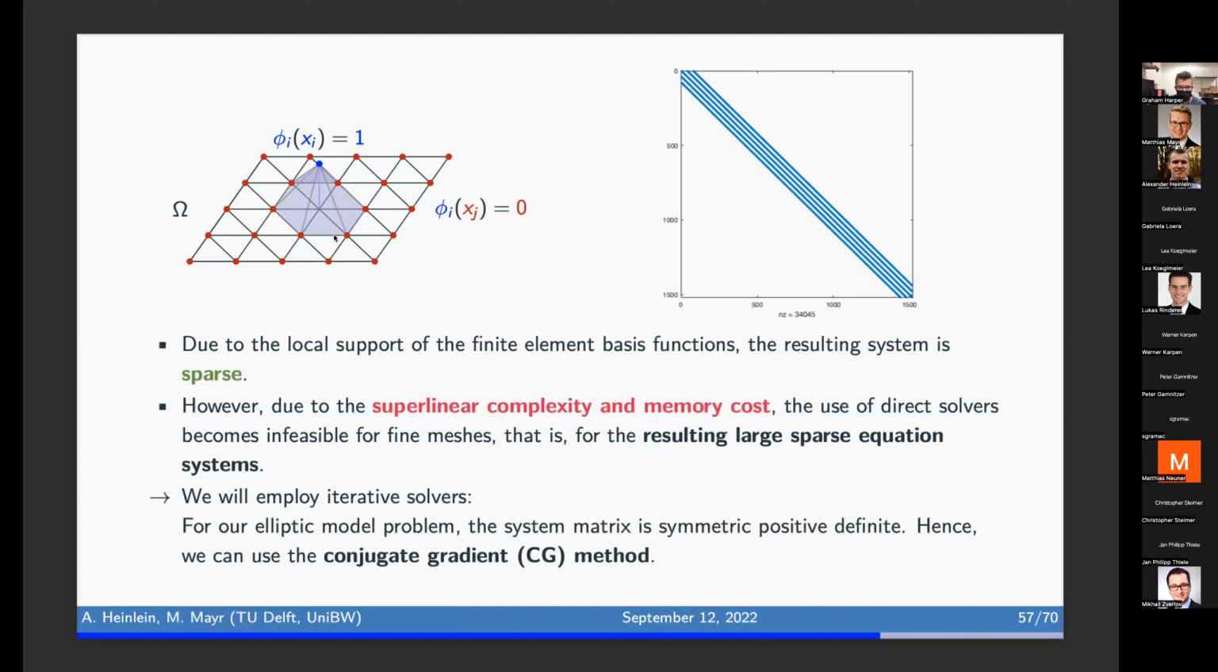And so when you realize that you have these properties available, there's one method which has this requirement of symmetric positive definite matrices, which is the conjugate gradient method. We'll use this method to then solve our problem because this is the most restrictive method that we meet the requirements for.